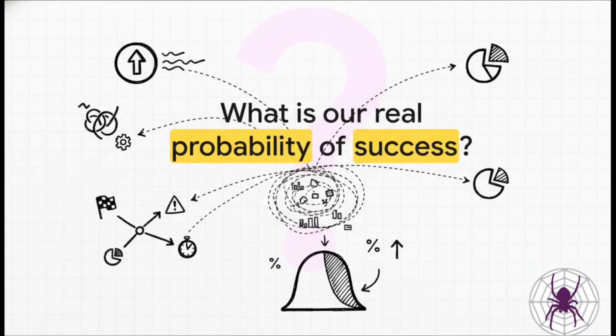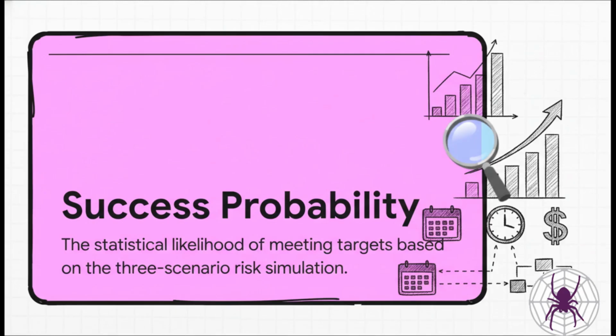By running simulations using these 3 scenarios, we can finally answer the one question every single project stakeholder wants to know: what is our actual statistical probability of hitting our targets? And that brings us to the key metric: success probability. Now, this isn't some subjective guess. It's a calculated percentage, the statistical likelihood that you'll meet a specific target date or budget. This becomes your #1 data point for making informed decisions.